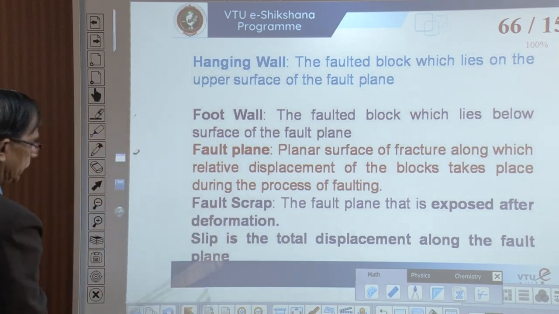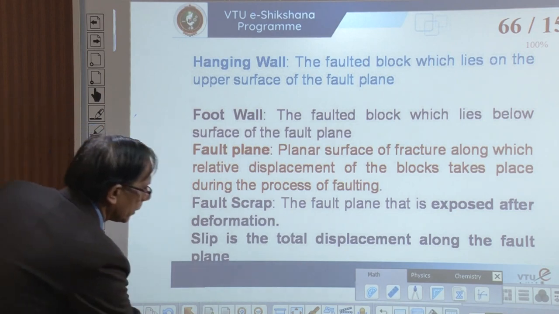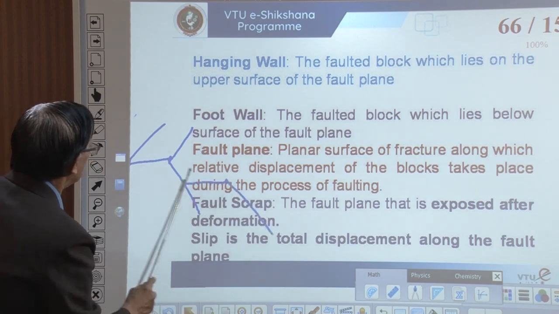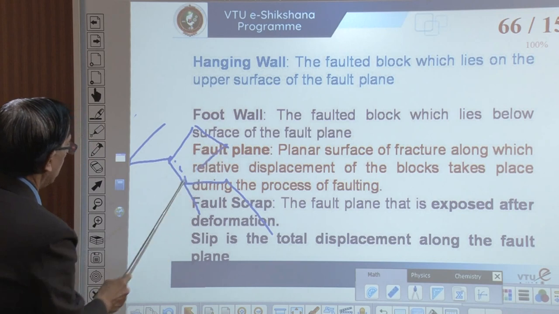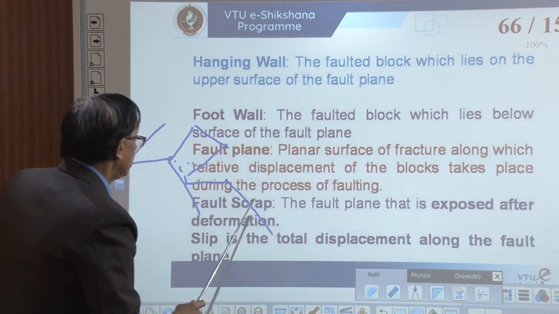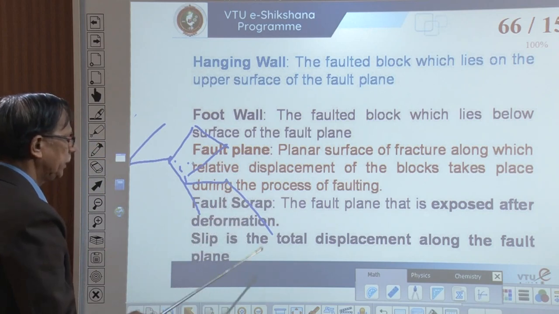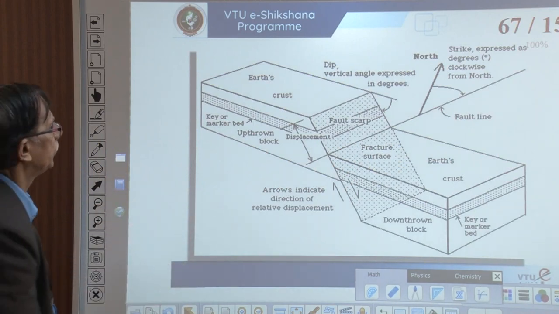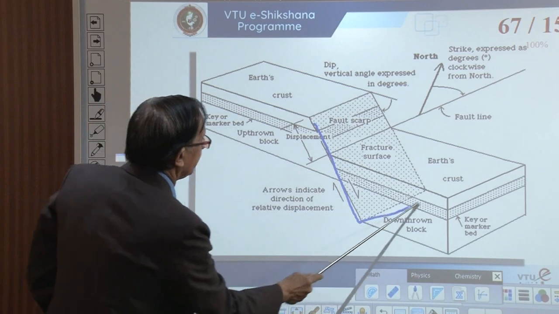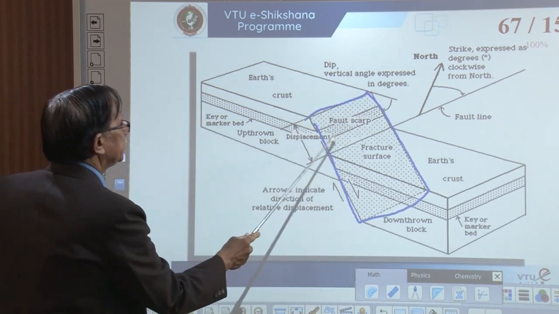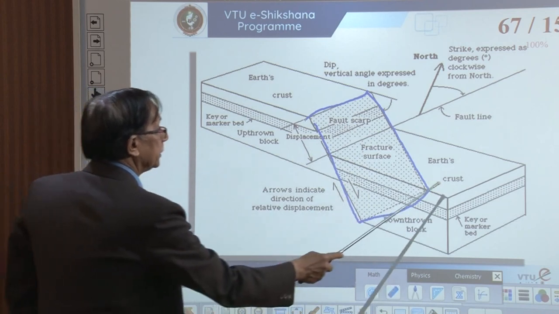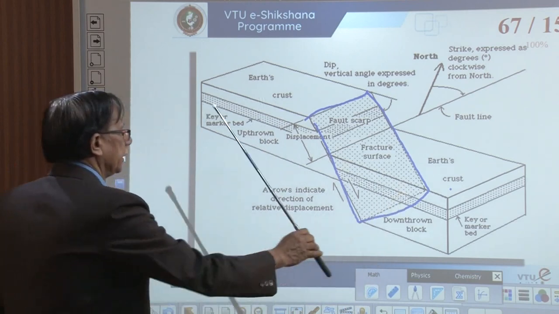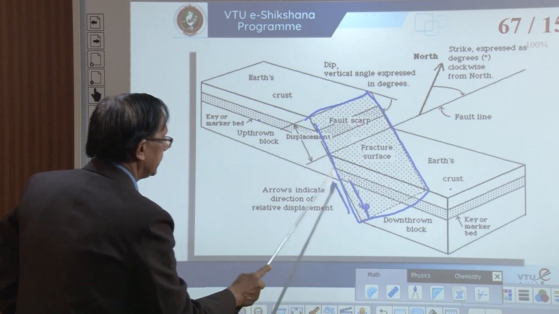Just now I have shown that a plane in 3D. This plane is called the scarp. Slip is the total displacement, which we have just defined. The same thing I have shown. This is the fault plane, the fracture plane. This is the slip we have defined. This is the upper layer, this is the foot wall, and this is the hanging wall which is lying on it. The relative displacement has taken place.